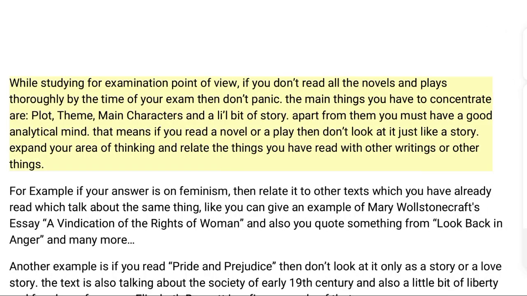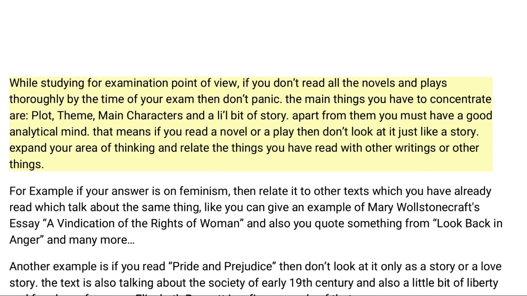While studying from an examination point of view, if you haven't read all the novels and plays thoroughly by the time of your exam, then don't panic. The main things you have to concentrate on are plot, theme, main characters and a little bit of story. Apart from them, you must have a good analytical mind.